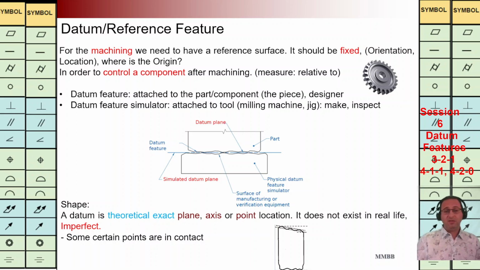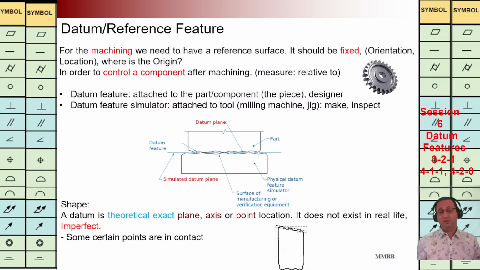And also, we have the datum feature simulator. The datum feature simulator is attached to the tool. For example, if you are going to use a milling machine to make a component, this datum feature simulator is going to attach to the tool. And also for inspection, if you are going to use a jig, this datum feature simulator is going to attach to the jig.